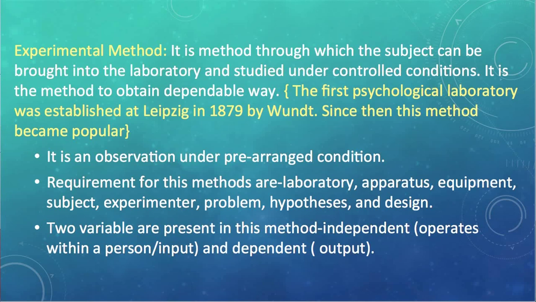I want to mention here that the first psychological laboratory was established in Leipzig in the year 1879 by Wundt. Since then, this method became popular. It is an observation under pre-arranged conditions. The requirements for this method are laboratory apparatus, equipment, a subject, meaning the particular person, an experimenter, and a problem. We must have a problem, otherwise the experiment will not have any meaning. Then hypothesis and design. Two variables are present in this method: the independent variable, which operates within a person, and the dependent variable, which is the output. Like the earlier methods, in this method too we have to follow some steps.